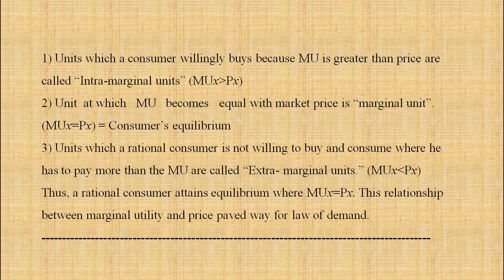Then units which a rational consumer is not willing to buy or consume, where he has to pay more than the marginal utility, are called extra-marginal units. That means marginal utility is less than the price he pays. So the rational consumer attains equilibrium where marginal utility of X is equal to the price of X. That is, whatever price of X he pays has to be equal to the marginal utility of X. This relationship between marginal utility and price paved the way for the law of demand.